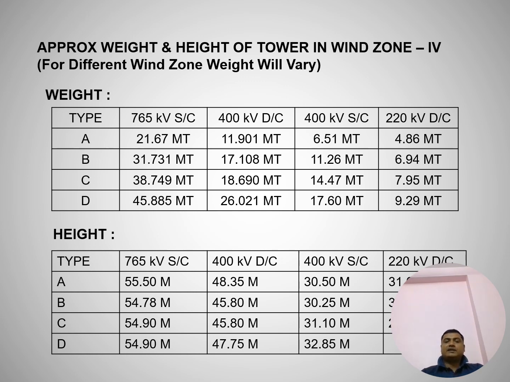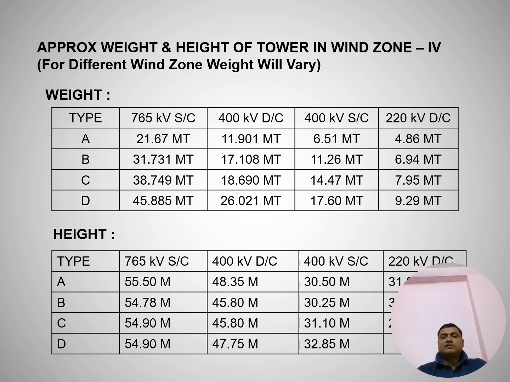And if you see the height, for A type of 400 kV line, basically these are double circuit towers. The A type double circuit tower height is approximately 48 meters. B type 45 meters, C type 45 meters, and D type approximately 47.48 meters. That is the approximate height and weight of a double circuit tower for wind zone 4.